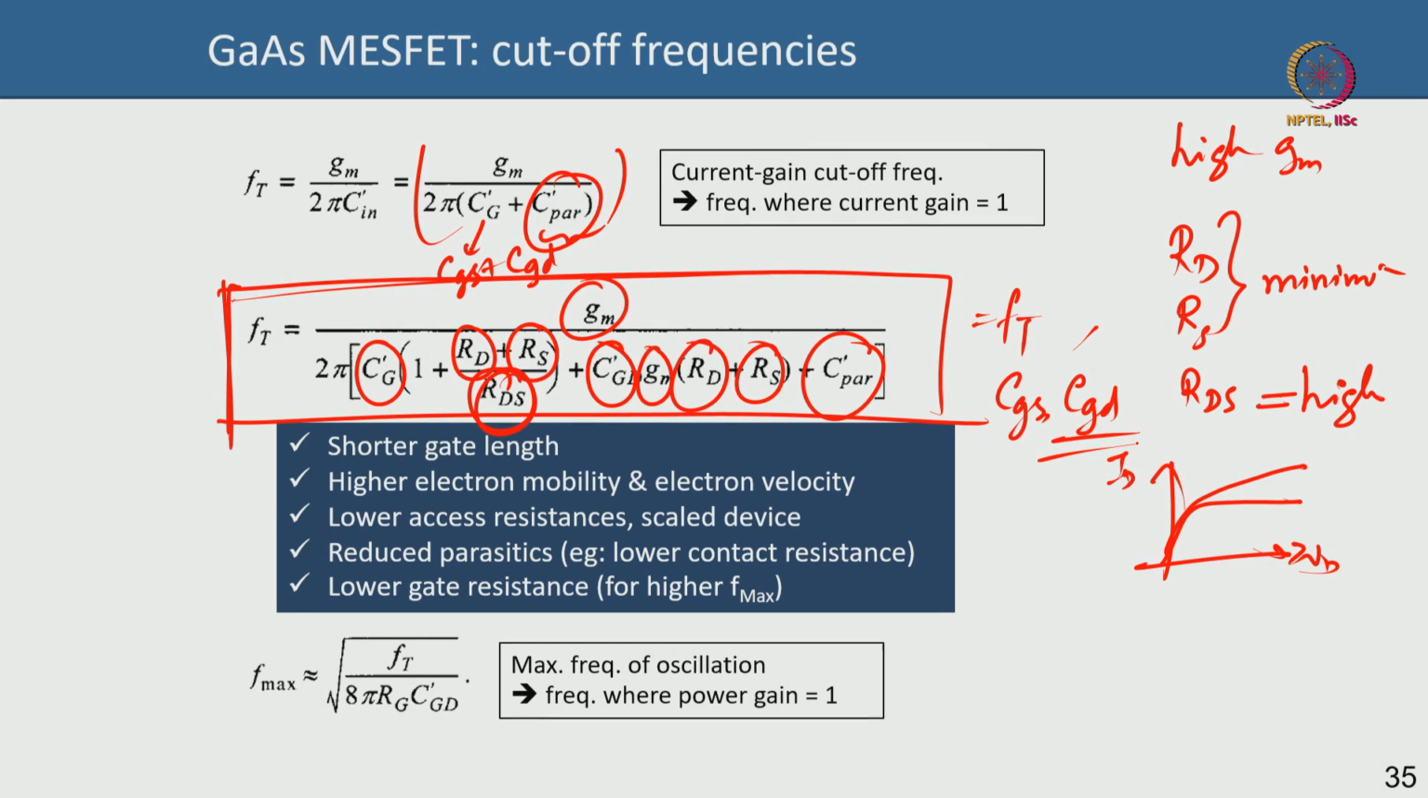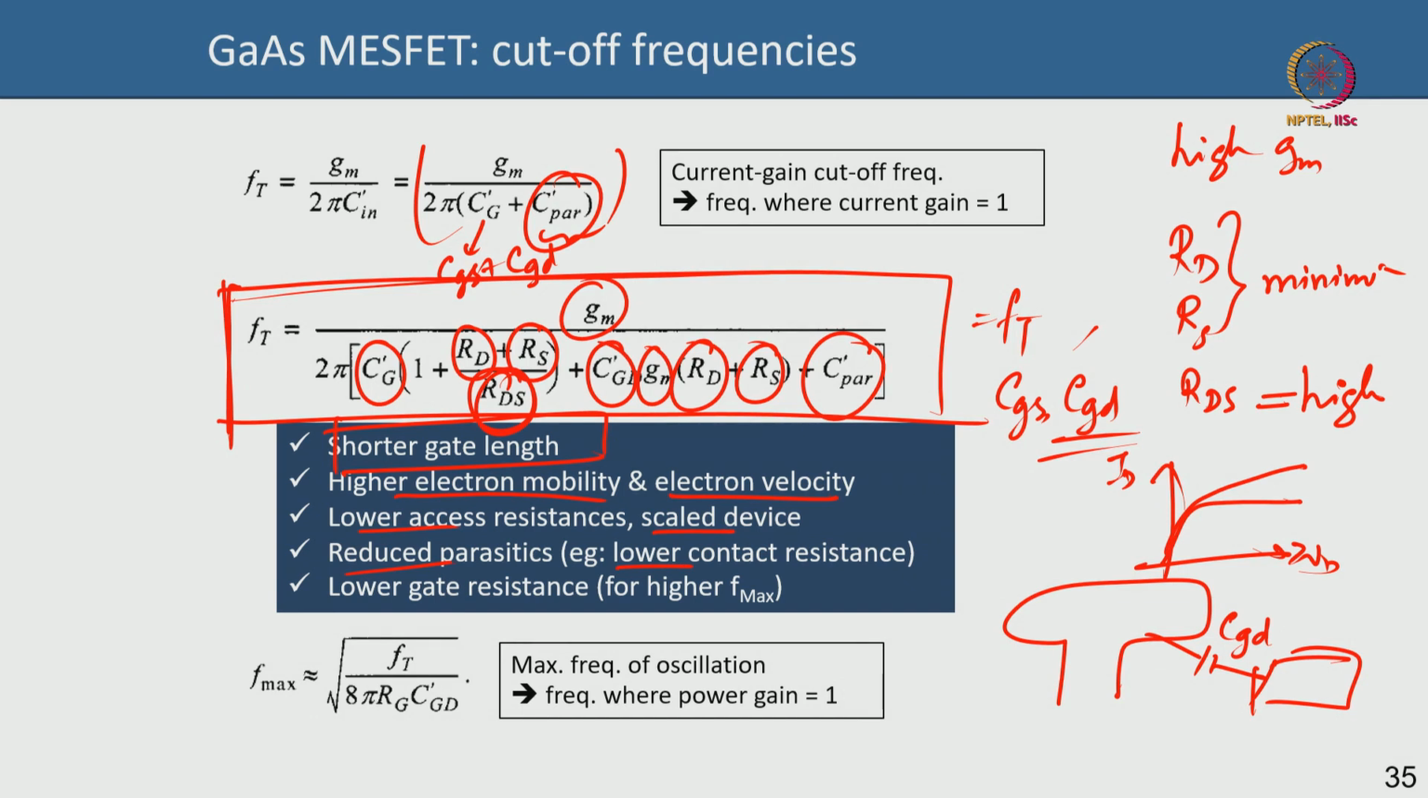There are many ways. For instance, I told you if you have a mushroom gate like that, your gate to drain capacitance increases, not good for Ft but good for breakdown. So that is a trade-off you have to pay anyways. This is your gate drain capacitance. People use field plates that also help improve breakdown, we will see, but they also sacrifice, in that your capacitance increases, so your cutoff frequency decreases. So shorter gate length is very important, LG has to come down, your Gm has to improve. You need a material with high electron mobility for sure, and high electron velocity also. Lower excess resistances, I told you, for that you need to scale the device and bring the device dimensions shorter. Reduce parasitics, which means the contact resistance should be as low as possible.